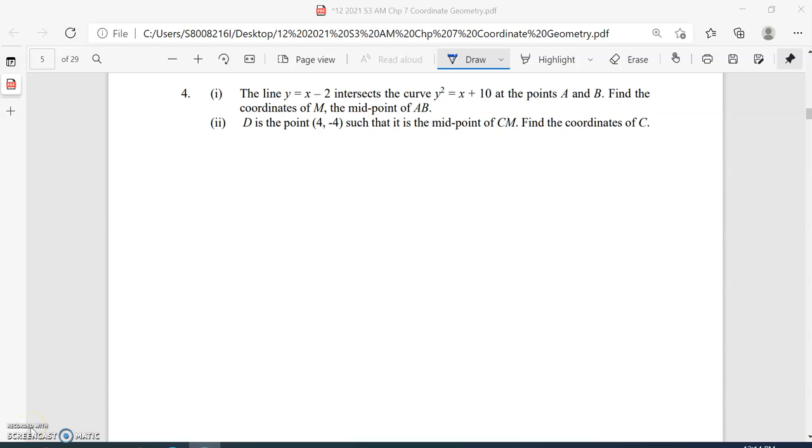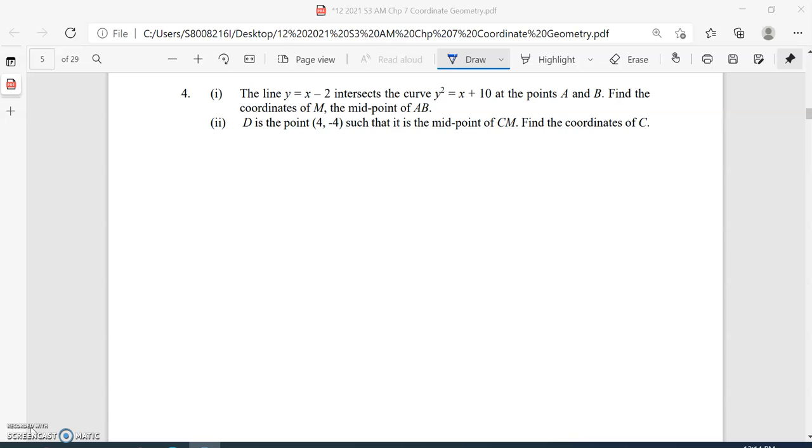For the last question on page 93, it is combined with your knowledge on graphs as well. Let us look at this question. Part 1 reads, the line y equals x minus 2 intersects the curve y squared equals x plus 10 at points A and B. The line and the curve are intersecting at point A and point B. So something about overlapping, something about intersecting, something about simultaneous equations. The question wants you to find the coordinates of M such that M is the midpoint of AB.